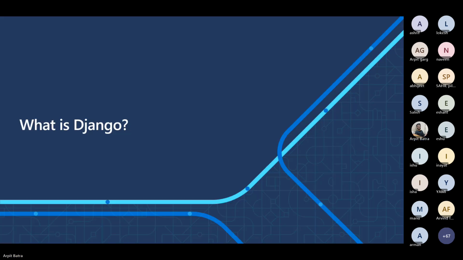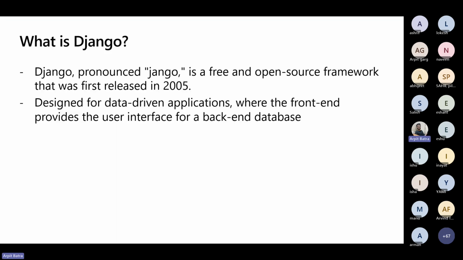So now we go for what is Django. First of all, Django is pronounced as Jango. Sorry, I said it wrongly, that is not the right pronunciation. So our today presentation is get started with Django, pronounced Jango.